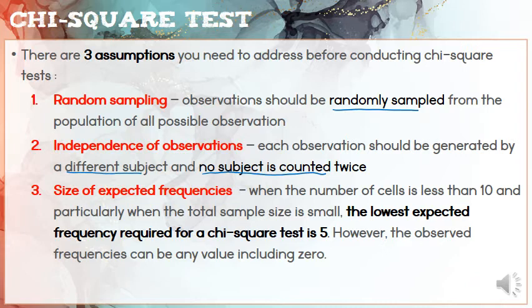And the third one is the size of expected frequency. When the number of cells is less than 10, and particularly when the total sample size is small, the lowest expected frequency required for a chi-square test is 5. However, the observed frequency can be any value including 0. I will explain to you what expected frequency is later on.